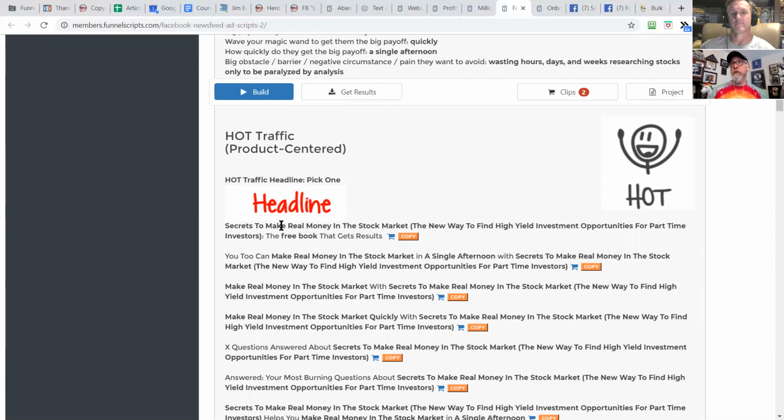Secrets to make real money in the stock market, the new way to find high yield investment opportunities for part-time investors, the free book that gets results. Ooh, that doesn't suck. You too can make real money in the stock market in a single afternoon with secrets to make money in the stock market. The new way to, that one's not bad either. Now, again, okay, let's take a step back.